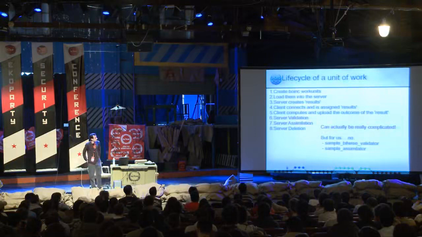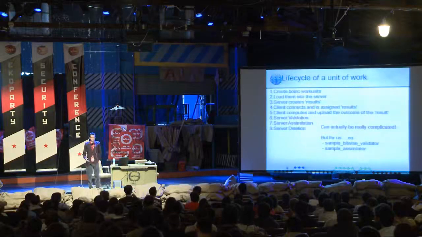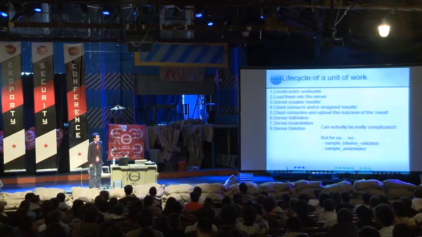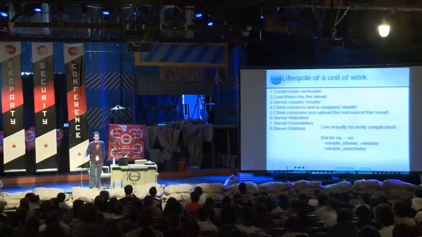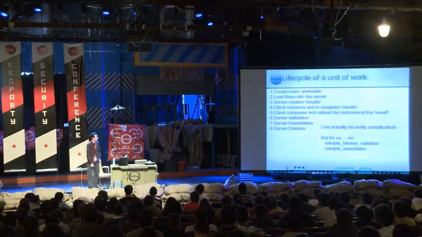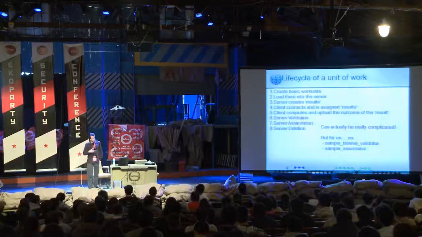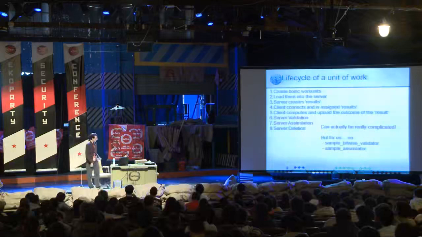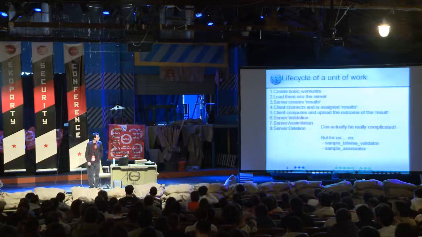We move on to validation and assimilation. These can actually be really complicated, but for us, we keep it very simple. Validation is making sure that the client sends something that's sane, that makes sense. So as long as it didn't crash, and all of the output files that we're expecting are there, we're going to consider it valid. Assimilation is doing something with that answer. So the most common things to do would be to put it into a database or put it somewhere on the file system. And the sample assimilator, included with BOINC, just puts it into a folder. And then finally, the work unit is marked as completed.